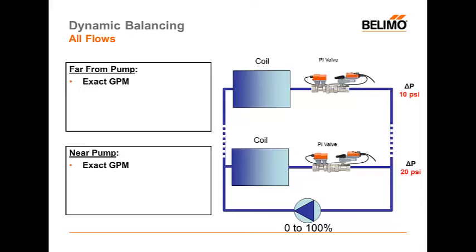Pressure-independent valves are not balanced at a static point, and they don't have a set point for a specific GPM. They're designed to modulate through the whole range and remain pressure independent at all of those spots. This allows us to take very dynamic, if not chaotic, systems and make them as balanced as possible by using this type of technology.